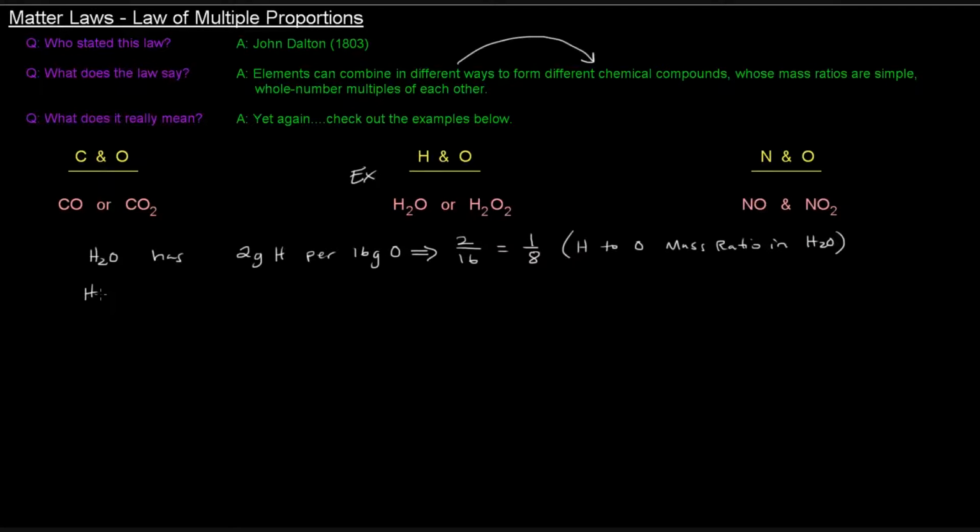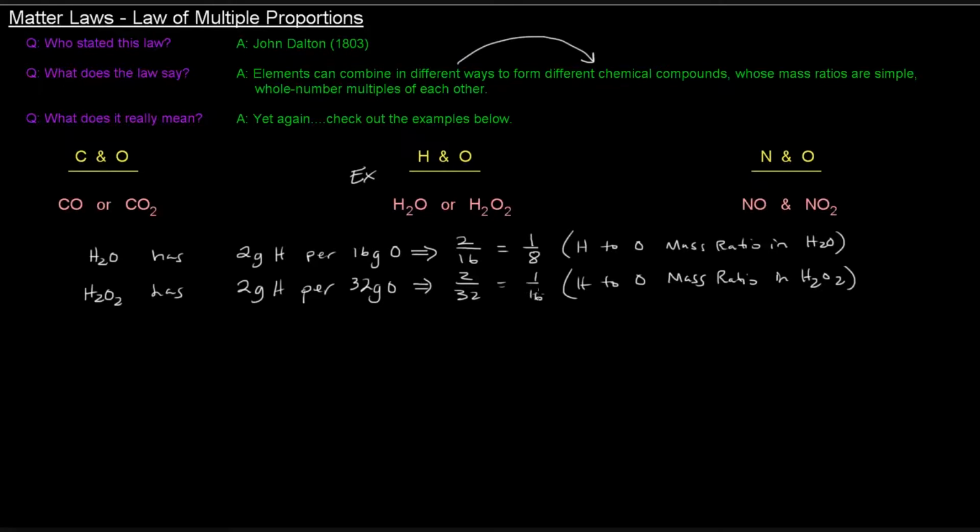Now H2O2, hydrogen peroxide, has 2 grams of hydrogen per 32 grams of oxygen. So there we have a mass ratio of 2 to 32, which simplifies to 1 to 16. That means we have a hydrogen to oxygen mass ratio in hydrogen peroxide of 1 to 16.